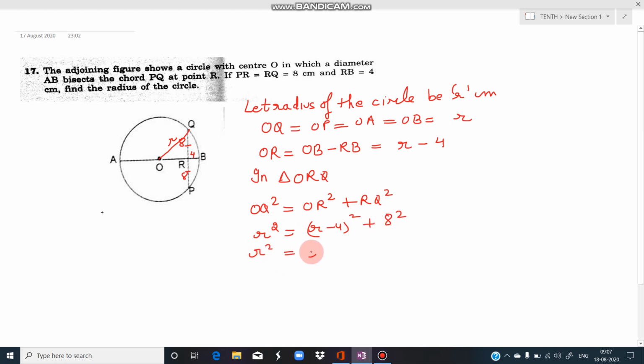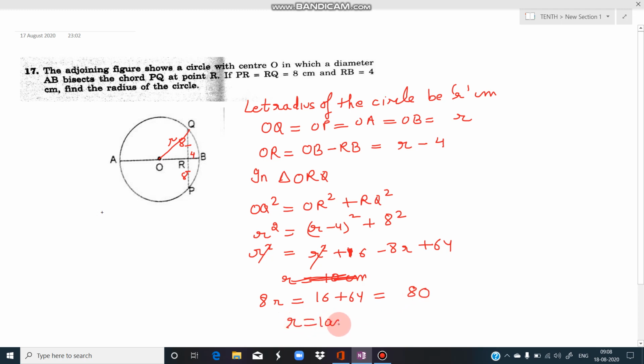So we will solve it. This is 16 minus 8r and plus 64. And from here we are getting that r is equal to 10 centimeter. I think I've done the calculation wrong here. This is 8r is equal to 16 plus 64. Yes, it is 80, and hence r is equal to 10 centimeter.